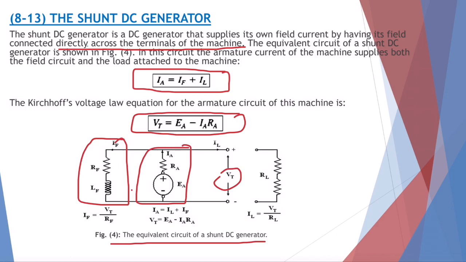These are the equations. It is very important to know the equations for this machine. IF equals VT over RF, and we have IA equals IL plus IF, and VT equals EA minus IA multiplied by RA. And IL equals VT over RL.